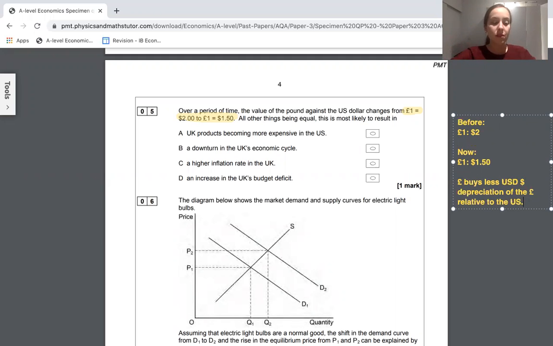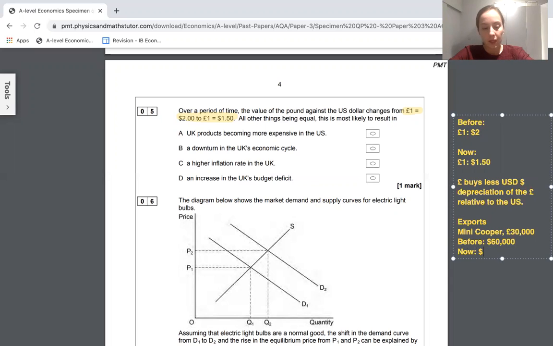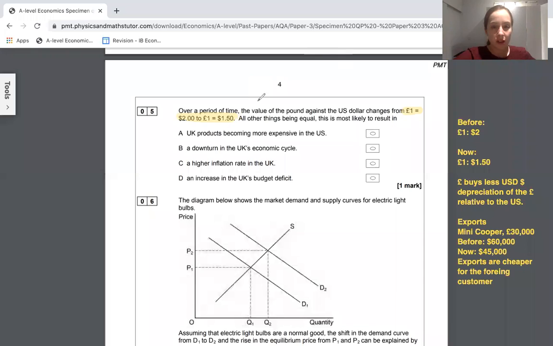If this happens, think of something like exports. The UK has a Mini Cooper, for example. Imagine they export them for £30,000. The US dollar price of this used to be 60,000, and now it is 45,000. So as you can see, exports are cheaper for the foreign consumer. So A is immediately wrong. That's totally the wrong way around.